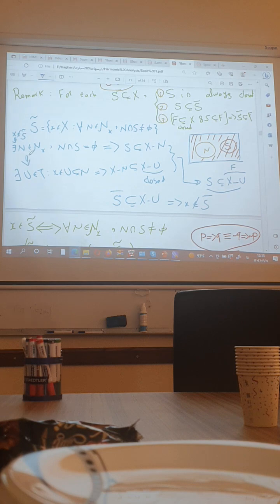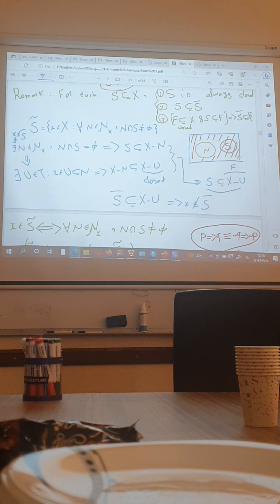And by the definition of neighborhood, there exists an open set U by this property. This is the definition of neighborhood. And this shows that X minus n is a subset of X minus U, and this is a closed set because U is an open set. So S bar must belong to this closed set by this property.